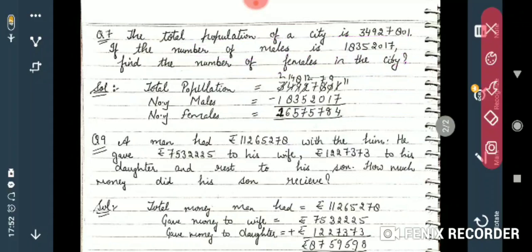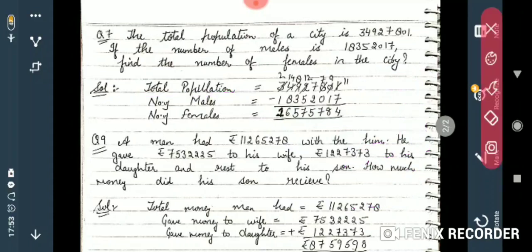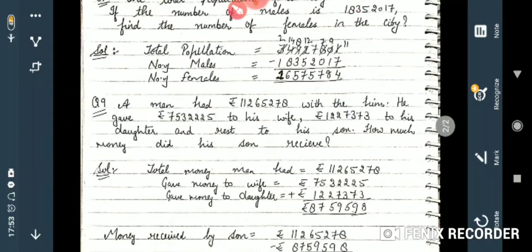Understood? So what is given here? Just see. 3,49,27,801 is given as the total population. That means total students are given as 40 and how many boys are there? 30. So how many girls will be there? 10. Yes or no? So similarly, how will you find? Total population is given, number of males is given, how much? 1,83,52,017. So you will subtract the number of males from the total population and you will get the number of females in the city. Now next.